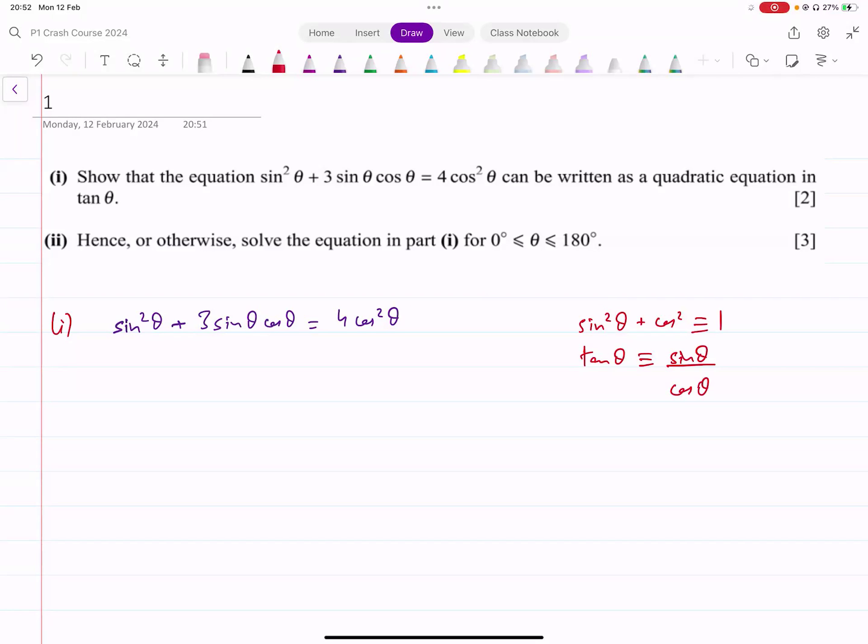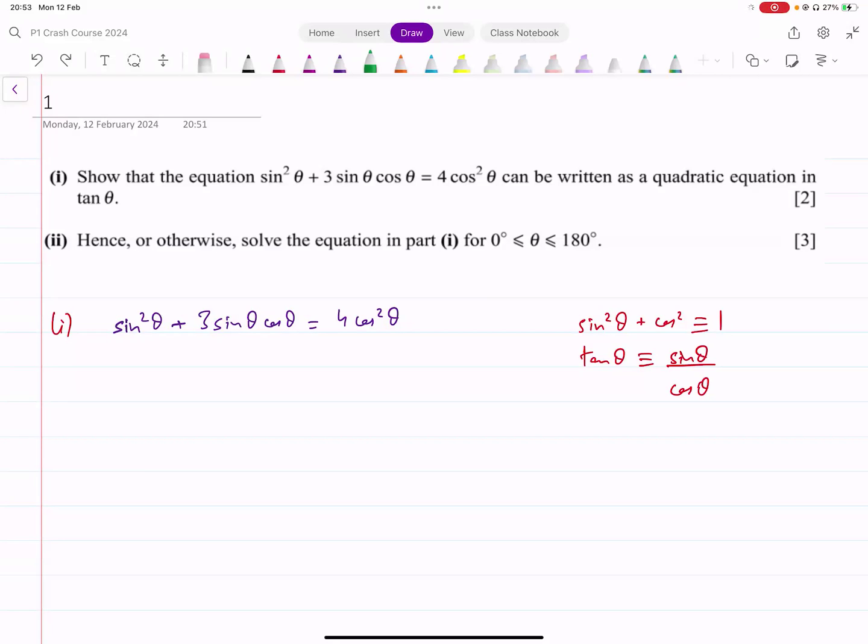Now, what we want to do is convert this equation to a form that only has tan theta. Now, for tan, we only have one identity, and that is sine over cos. How do we use that identity here to convert everything to tan? Yeah, so that's a very good idea. Yes, Abdullah?